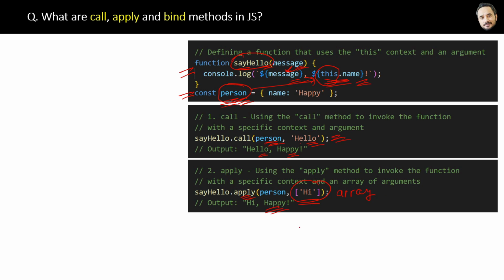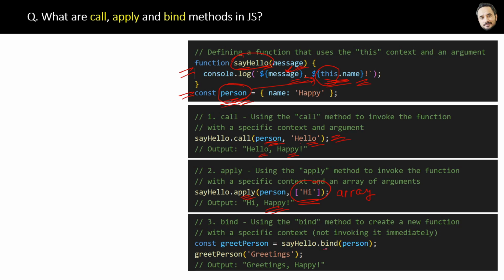The last technique is the bind method. Here we are passing the object as the parameter and getting the result in a variable, and then we are passing the argument in the variable. So basically it's a two-step process. Now you have a good idea of all three of them, right?